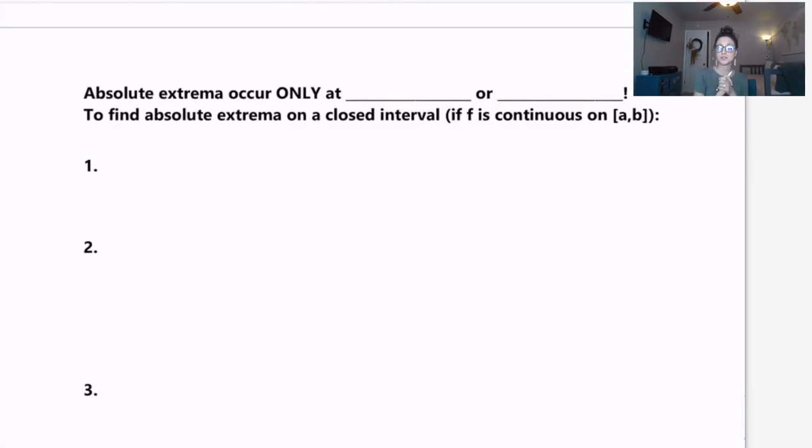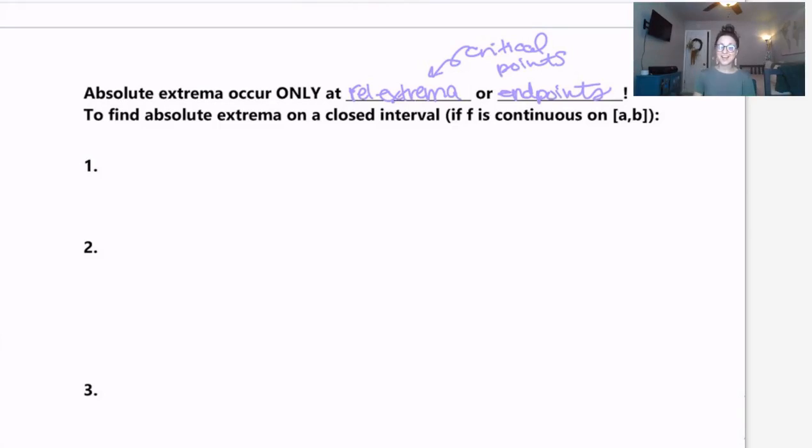Okay, so let's write our strategy together. Remember, absolute extrema can only occur at, please write this, relative extrema or endpoints. And remember, our relative extrema is what we found for the last lesson. Relative extrema can only occur at critical points. Okay, just because you have a critical point doesn't mean you have to have a relative extrema, but that's our only option, okay?